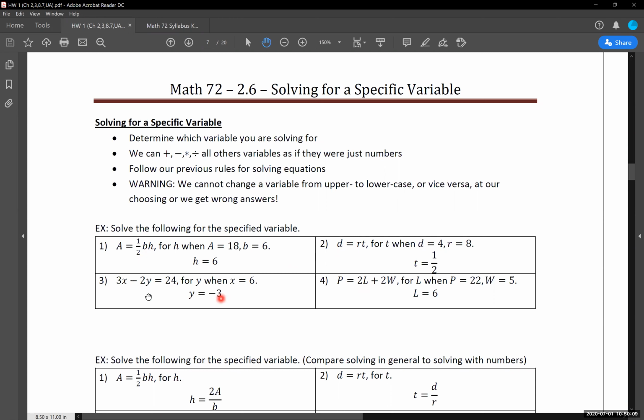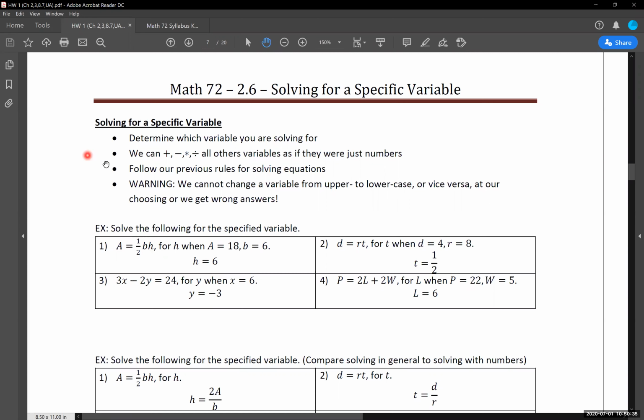So make it abundantly clear to yourself on your paper, scratchwork, wherever you're writing these things down for yourself, which you should also be doing. Make it clear what variable you are solving for. If we're looking at our first problem, am I solving for A? Am I solving for B? Am I solving for H? It could be any of those things. Make it very clear what you are solving for on your own paper as well.